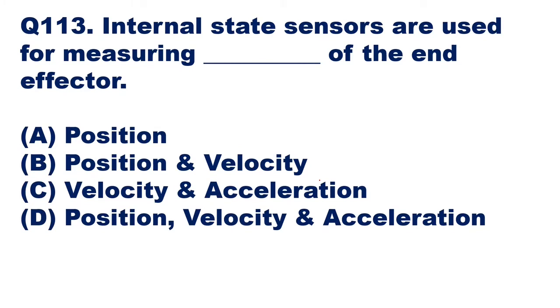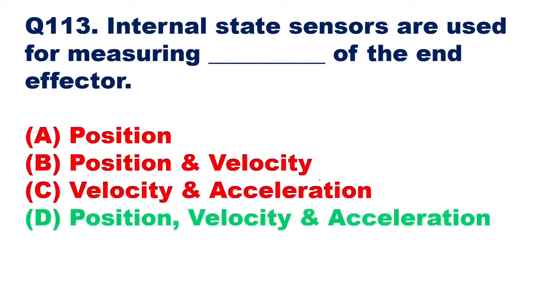Then we'll go to the next question. Internal state sensors are used for measuring dash of the end effector. So options are either they are used for measuring position, or position and velocity, or velocity and acceleration, or position, velocity and acceleration. Internal state sensors can measure position, velocity, and acceleration. So option D will be the right answer here, position, velocity, and acceleration.